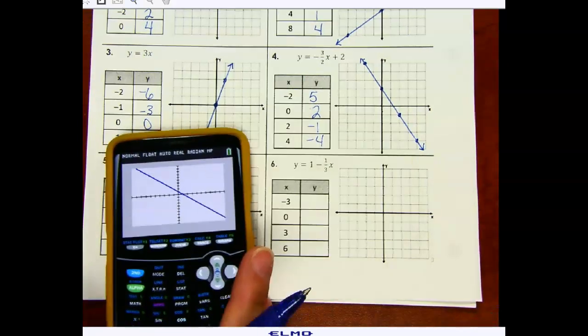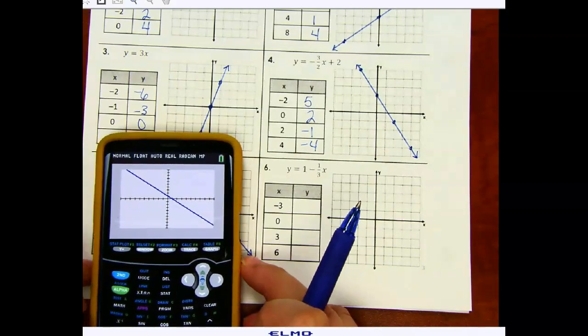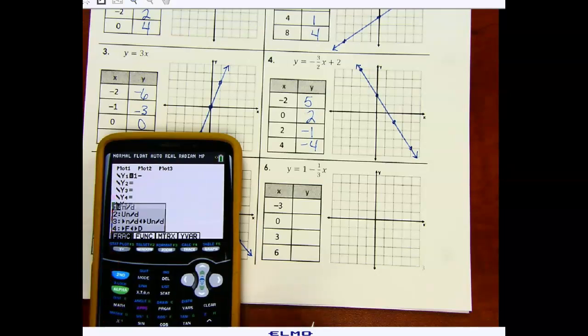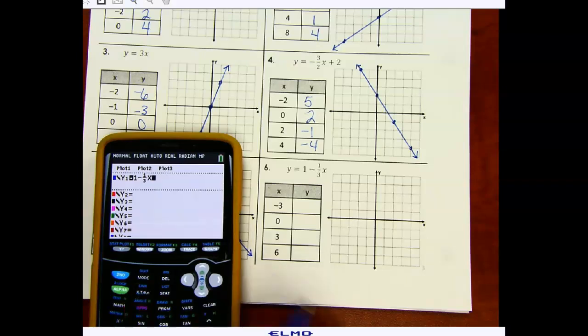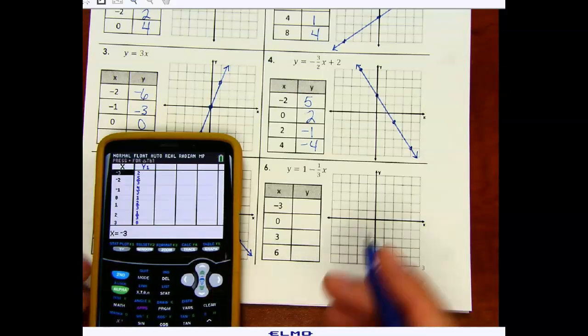All right, last one. If you want to pause the video and try it yourself and then see if you got it right, that would be an excellent thing for you to do. 1 minus 1 over 3 times x. Make sure the x is beside the fraction, not in the fraction. Then we're going to do second table, or second graph to get the table.